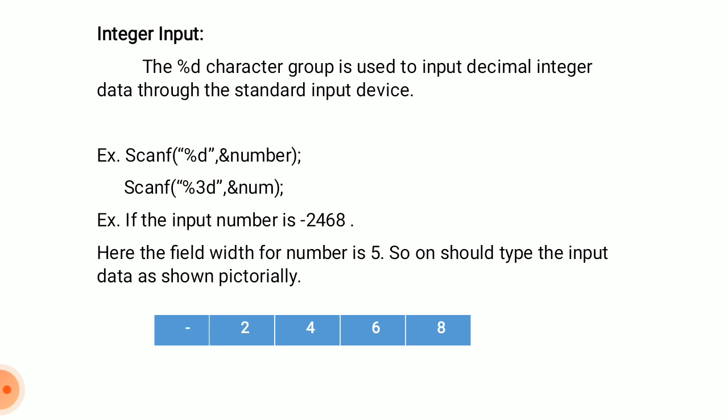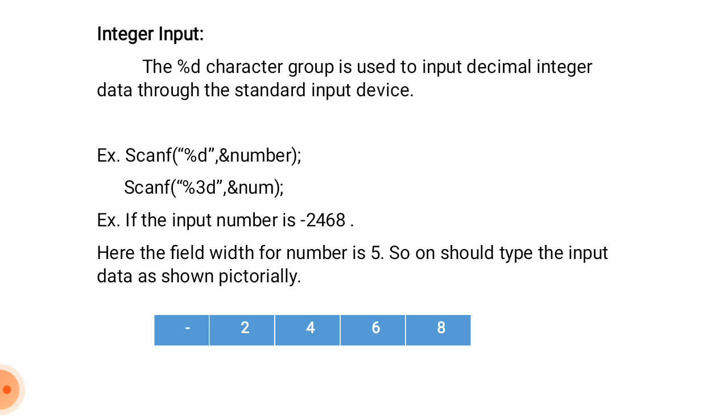So integer input means if you want to read integer data, we use the %d character to input a decimal integer through the standard input device. What is the standard input device? It may be keyboard or it may be mouse. The example is scanf within the parenthesis, the control string %d in double quotation, comma, ampersand sign. Ampersand sign is nothing but the address operator, and num is the variable.